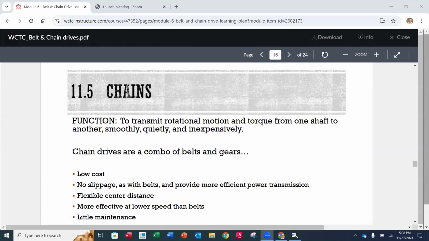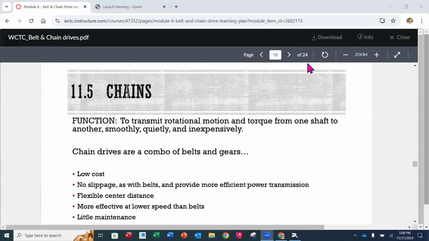Okay, so we are going to be looking at the second half of chapter 11, which deals with chains. And just as this very same function was the same for belts, chain drives are designed to transmit rotational motion and torque from one shaft to another in a smooth, quiet, and inexpensive way.